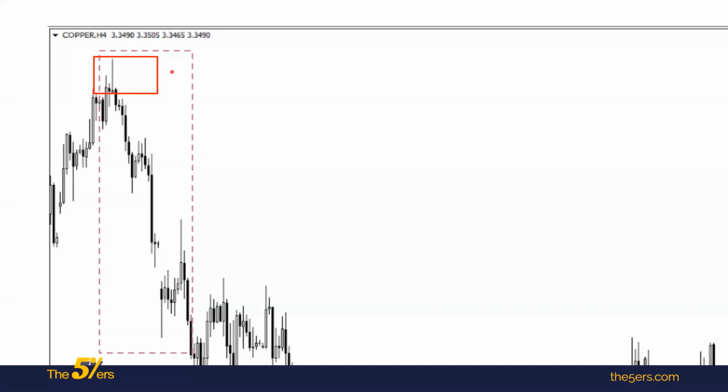So now we have the zone. Now we have the supply zone, because this is where price had decided to go down. And we assume that at this decision point, this is where we will have people that were willing to sell but didn't find buyers.